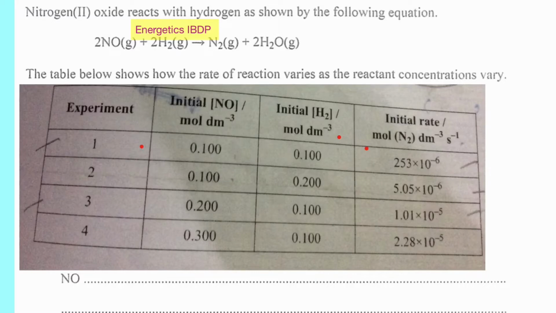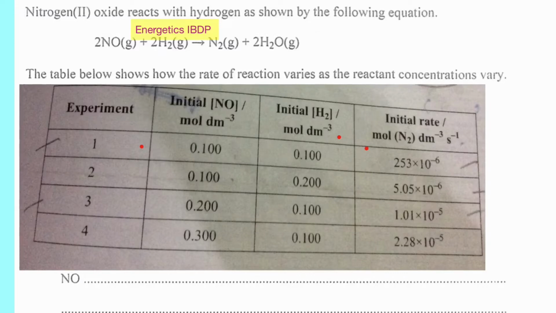This question says that nitrogen(II) oxide reacts with hydrogen as shown in the following equation. So they have given this equation and a table. In the table they have conducted 4 experiments and given the concentration of NO and H2, and the initial rate of formation of N2. So in that way they have given this whole equation.